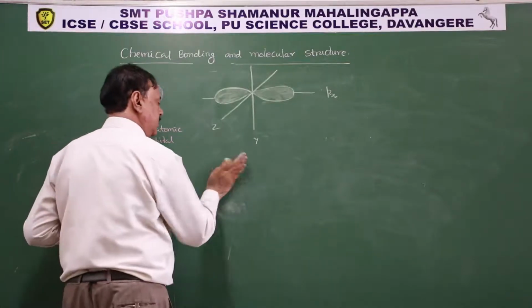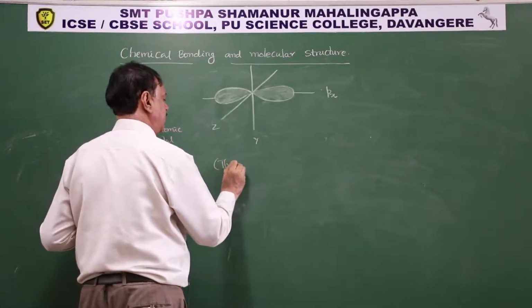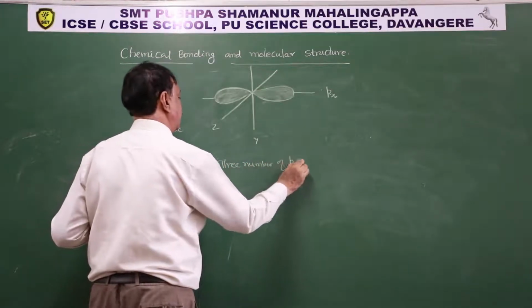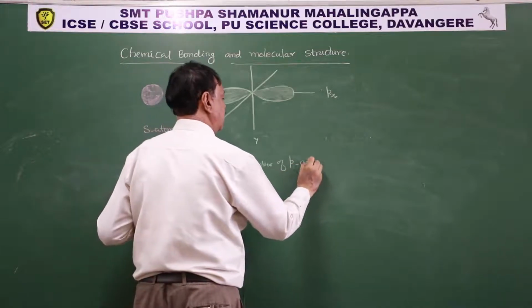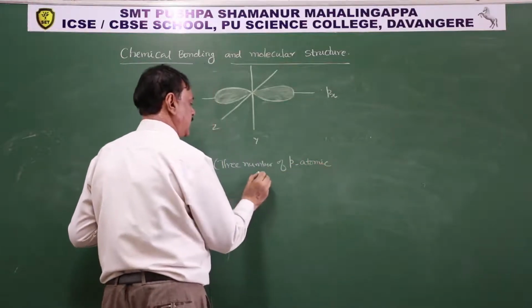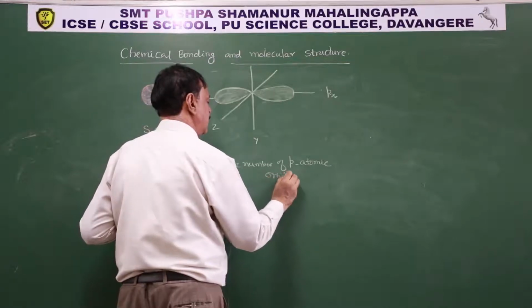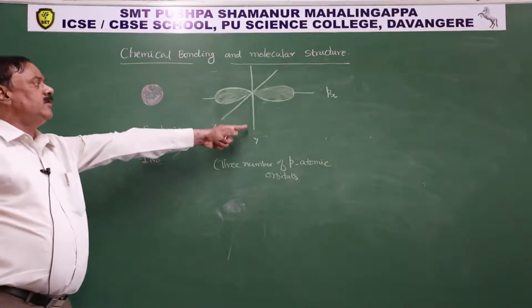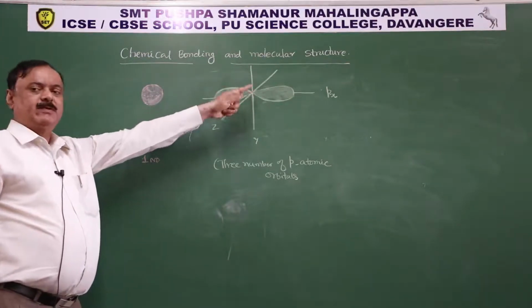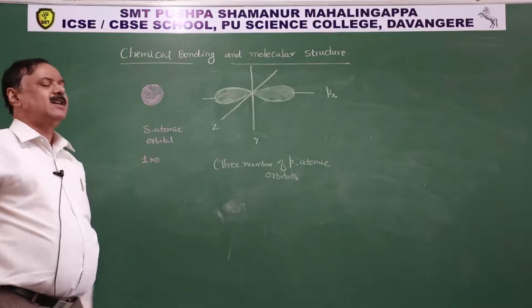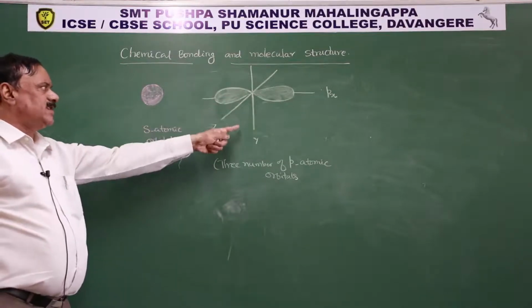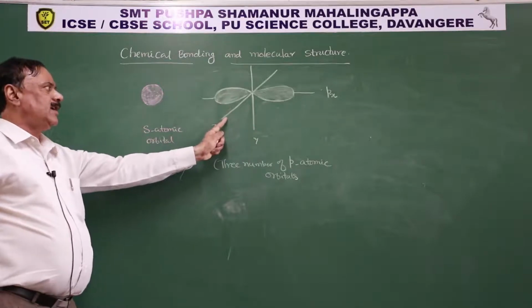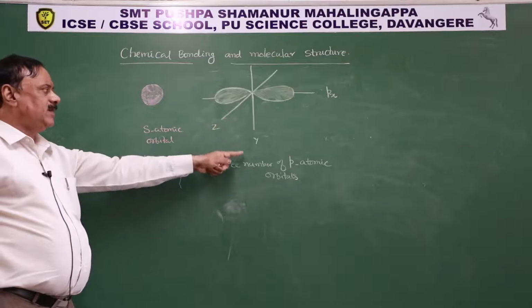Assume these are the 3 p atomic orbitals. This is one. Just imagine one more which orients along the y-axis, and one more which orients along the z-axis. This dome shape along the y-axis is called the py atomic orbital. If this dome shape is along the z-axis, it is called the pz atomic orbital.